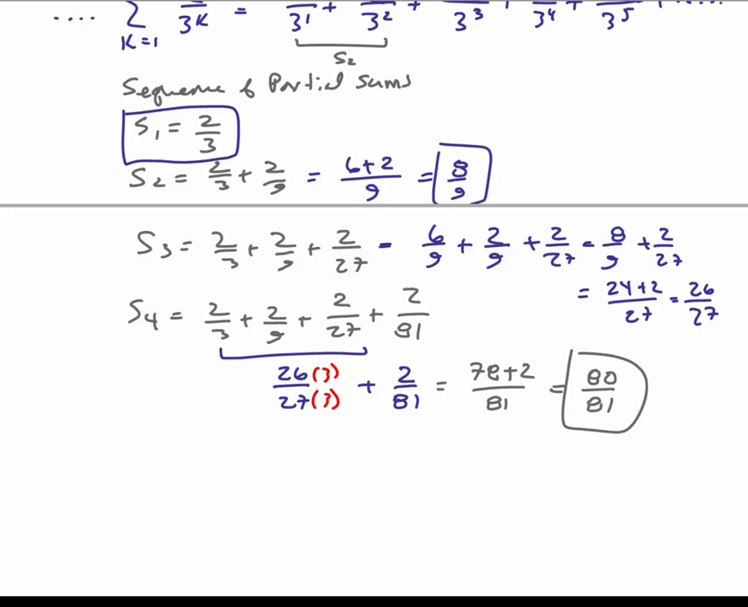So I definitely see a pattern here. Let's go ahead and write out this sequence of partial sums. So this is S2, this is S3. So S1, the sequence of partial sums.